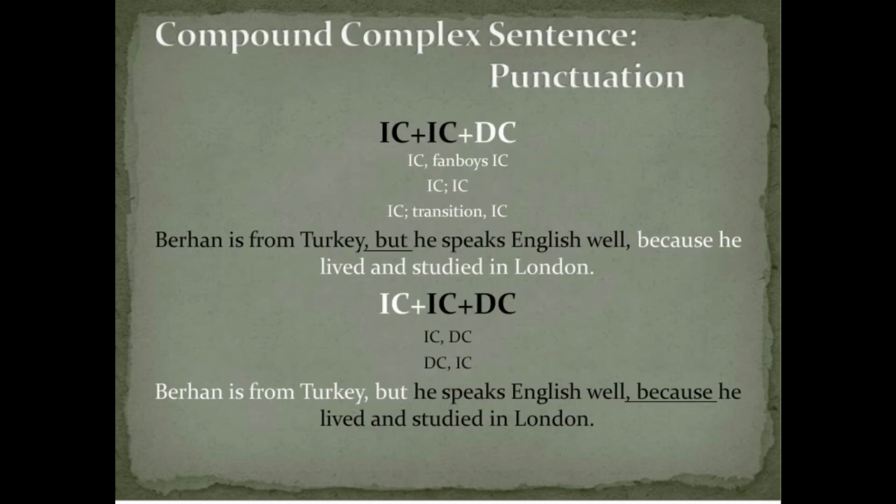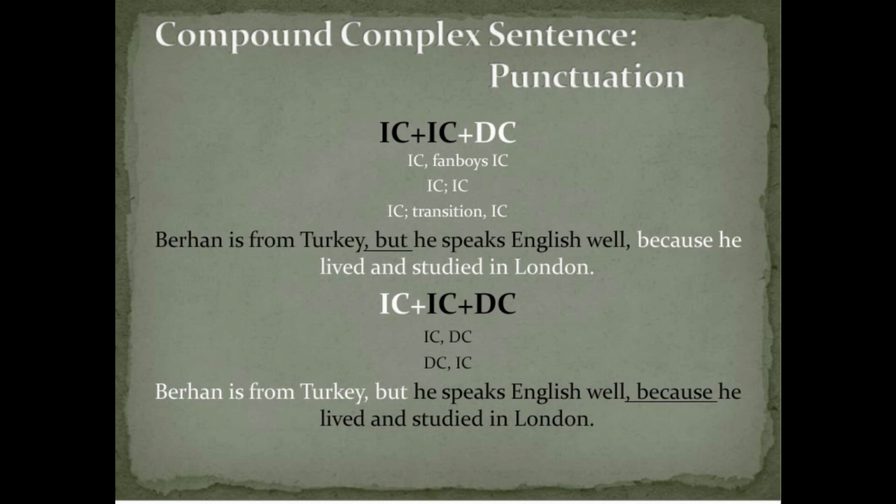There are so many punctuation rules involved in a compound complex sentence, but these are the basic ones. If you connect two ICs, you follow the rules that are stated in a compound sentence. You connect two ICs in a compound complex sentence the same way you do it in a compound sentence. You connect two ICs either with a comma and FANBOYS, or with a semicolon, or a semicolon and a transition followed by a comma. For example, "Berhan is from Turkey, comma, but he speaks English well."